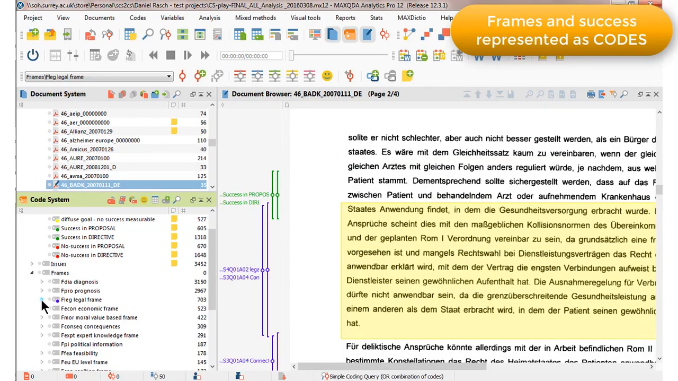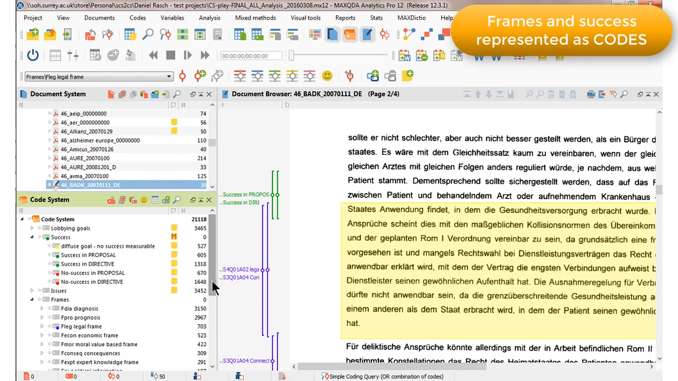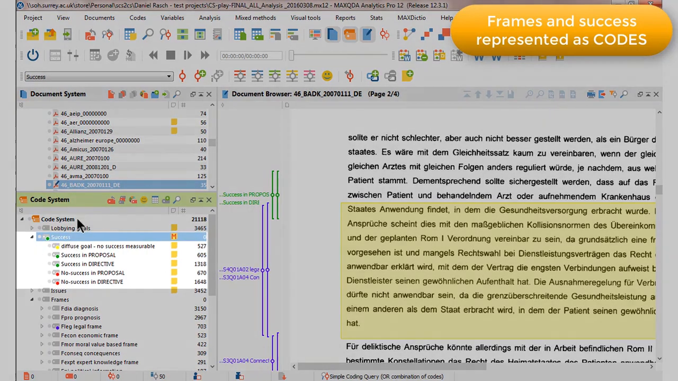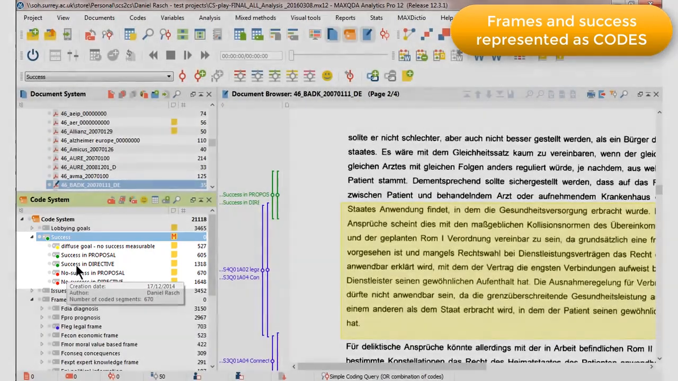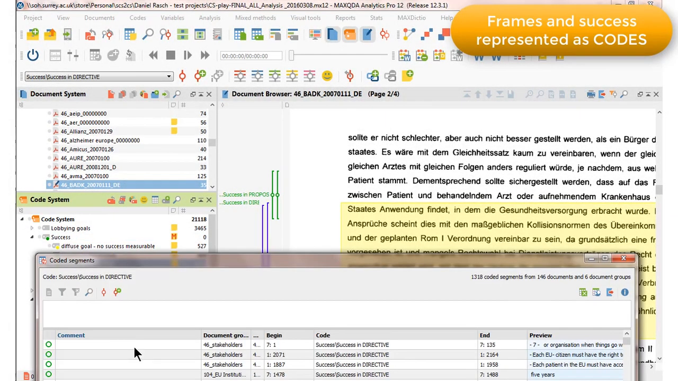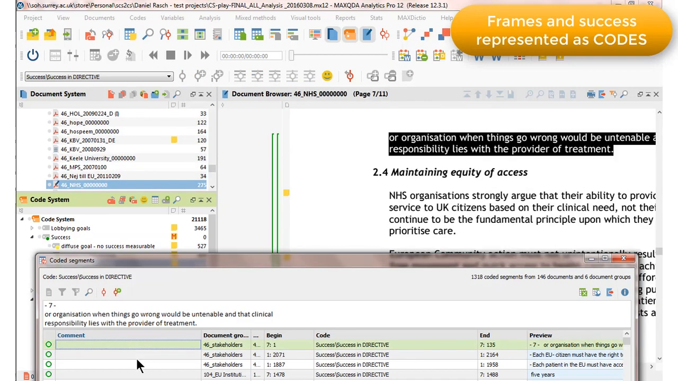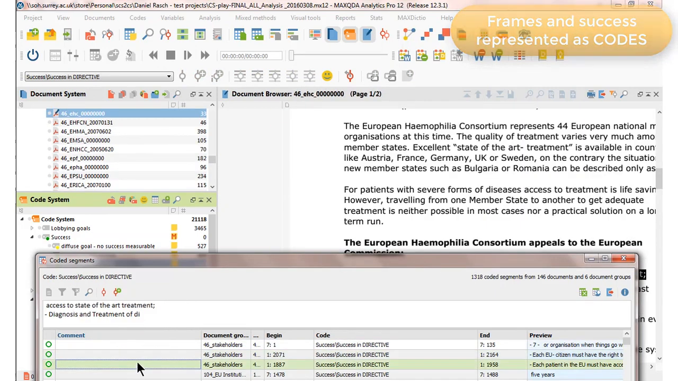So the concept of frames at the strategies level is represented as a code at the tactics level. And the same, of course, is true of success. There are 5 different dimensions of success that Daniel has used to code the data, and if we open up one of those, then again we can retrieve those coded segments.